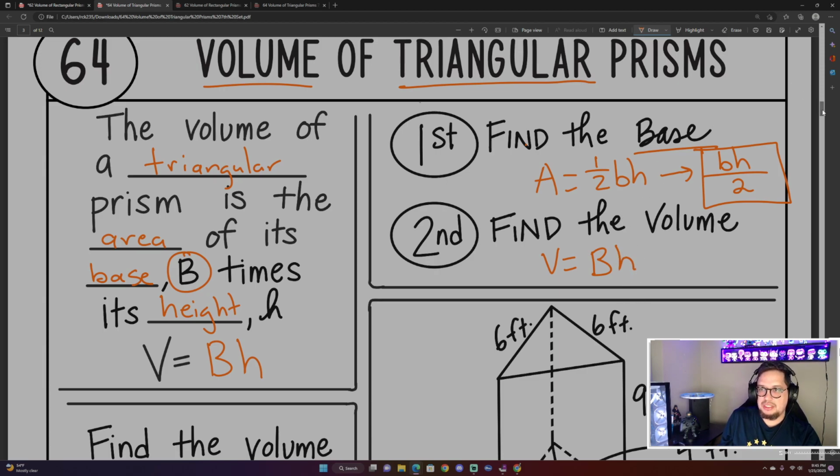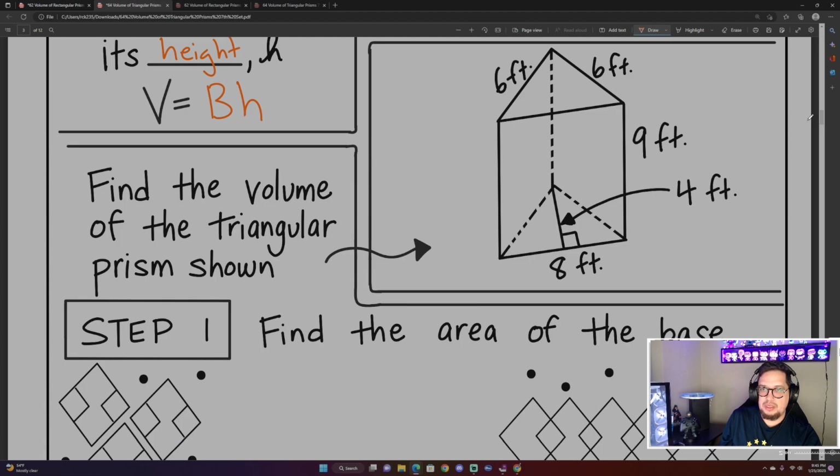All right, so let me show you what I mean here. We're going to find the volume of this triangular prism as shown here. Okay, so you'll notice that the bottom is a triangle, the top is a triangle, and then they're connected with 3 rectangles going up. So the 3D shape is standing up. This is the height of the 3D shape. This is the height for the 3D shape.